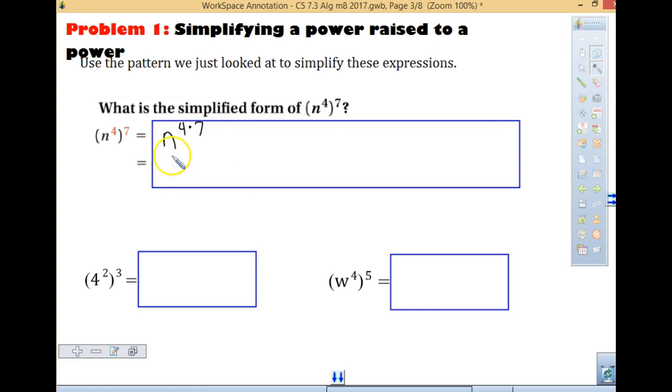The main reason is that some people will make the mistake, instead of this being n to the 28, they'll get n to the 11. What did they do if you put n to the 11? They added. We're not adding these this time. When it's a power to a power, by writing down the multiplication or putting 4 parentheses 7, most people don't make as many mistakes.